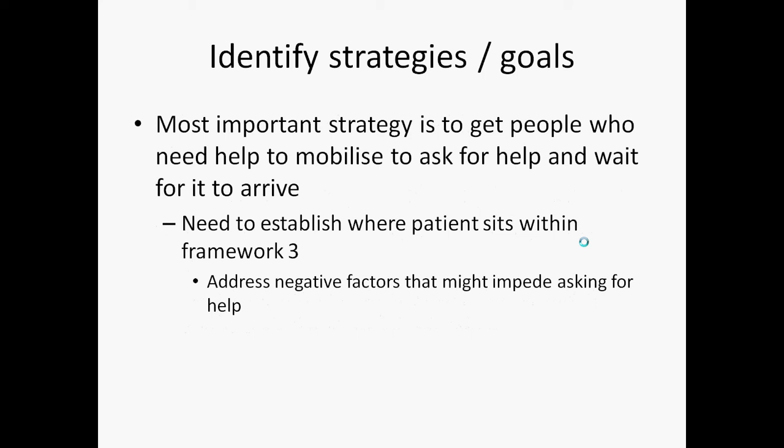The most important strategy, of course, is to get people who need help to mobilize to ask for help and to wait for it to arrive. This is a centerpiece of the 3 simple steps to stopping falls. To achieve this, we need to establish where patients sit within Framework 3 and address negative factors that might impede asking for help.